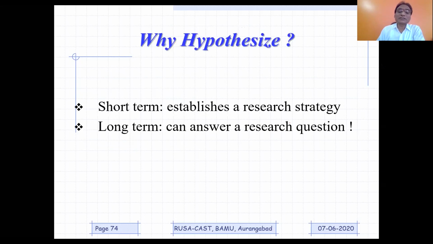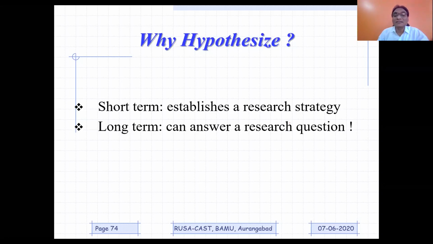Why should we have a hypothesis? There are two advantages of a hypothesis, one short term and one long term. What is the short term advantage? It establishes a research strategy, because this hypothesis is going to provide you an opportunity to prepare a comprehensive strategy for your investigation. Because you decided to modify the carbon nanotube with organic conducting polymer, accordingly you will be planning your experiment, right? So this gives you a short term advantage of establishing the research strategy.